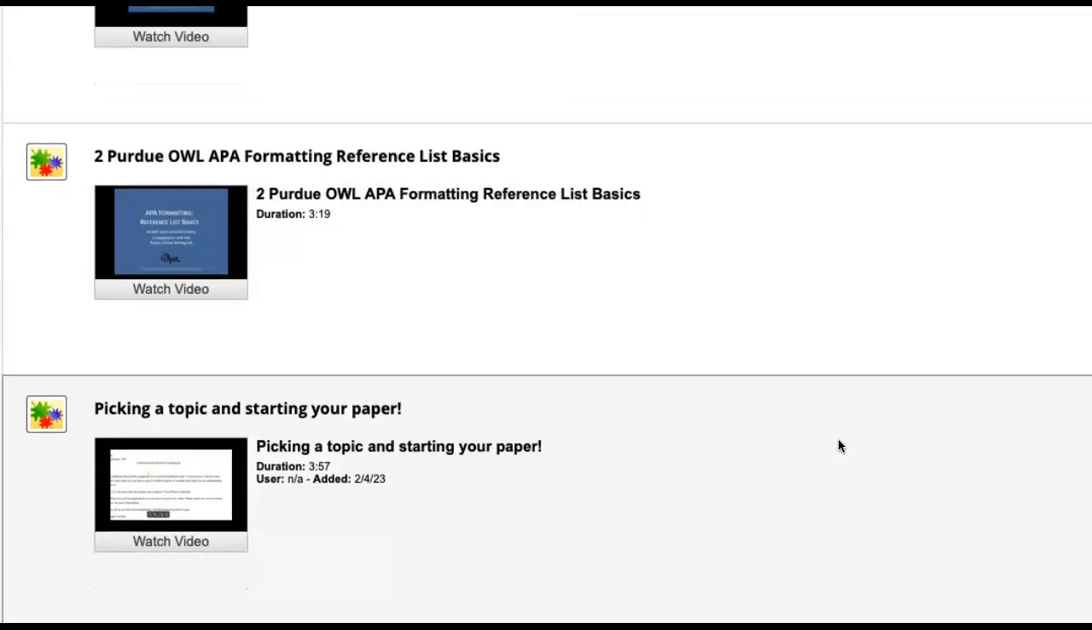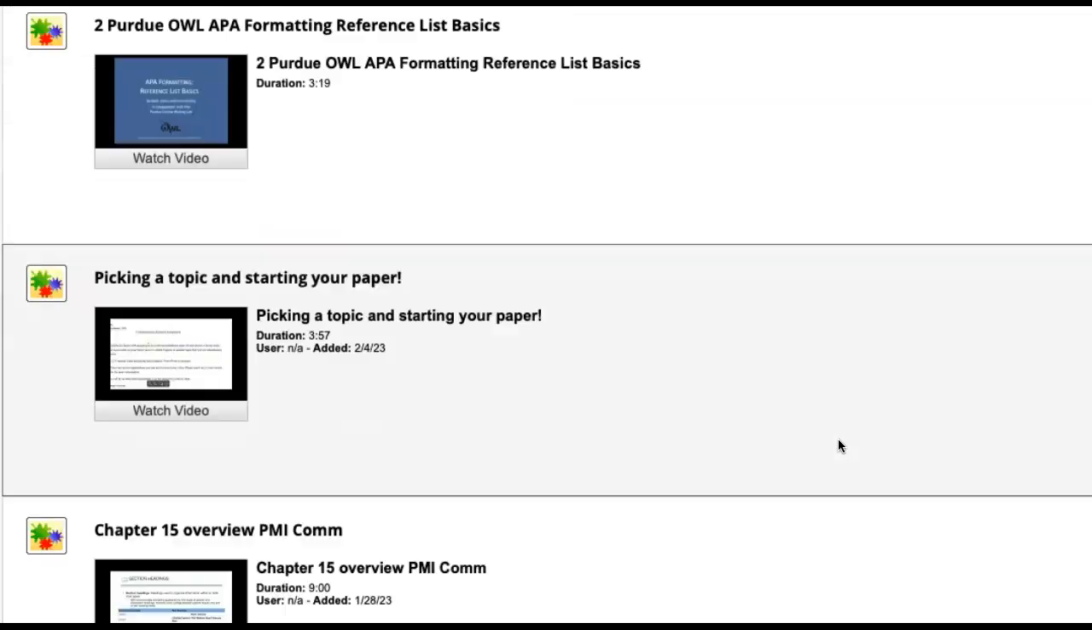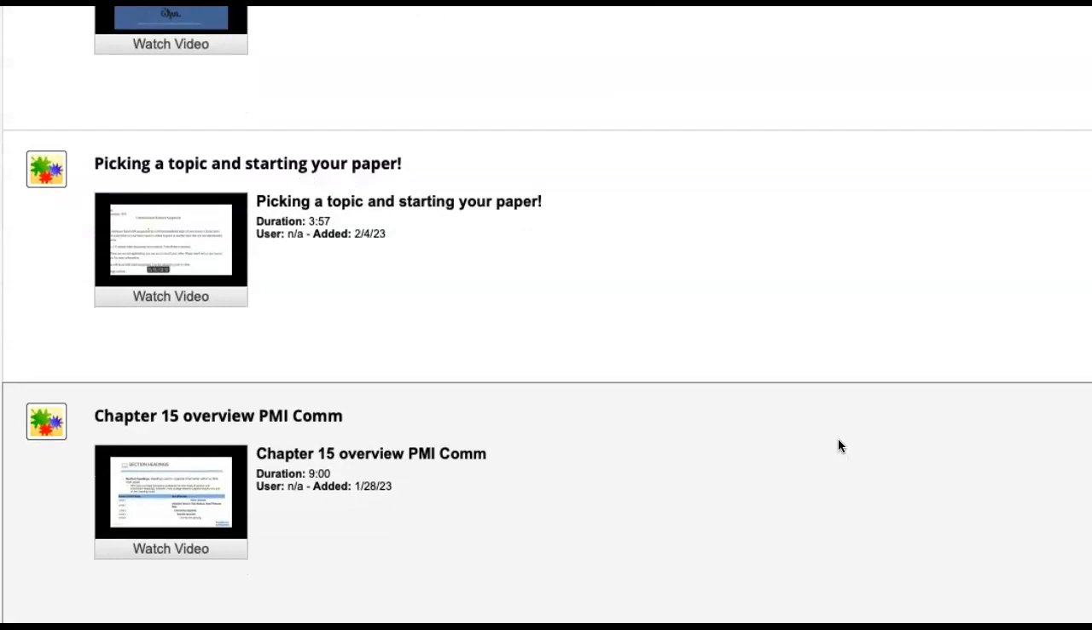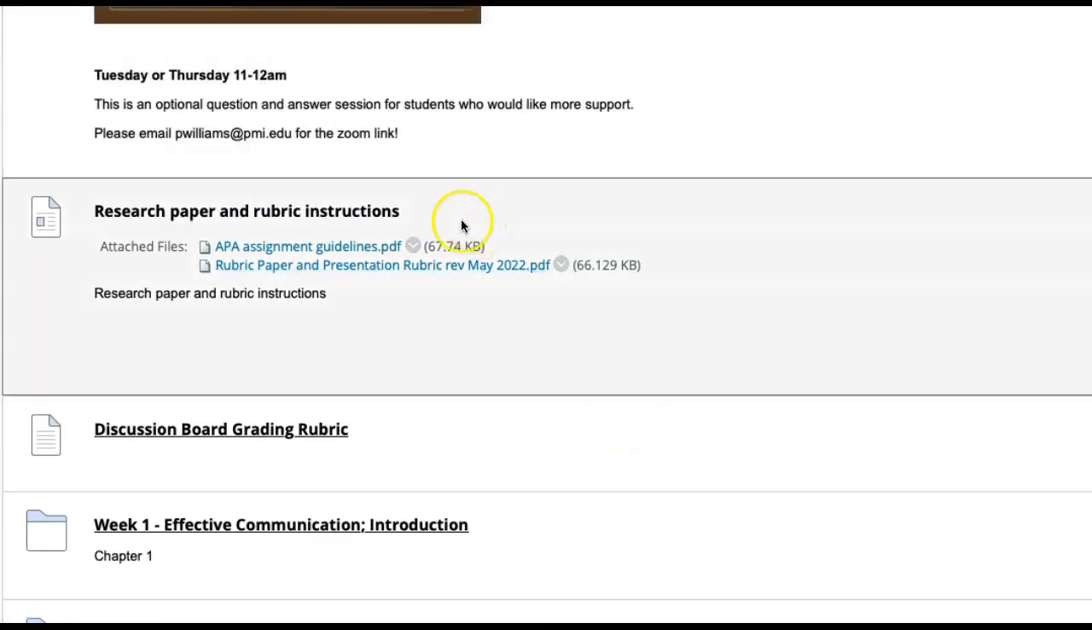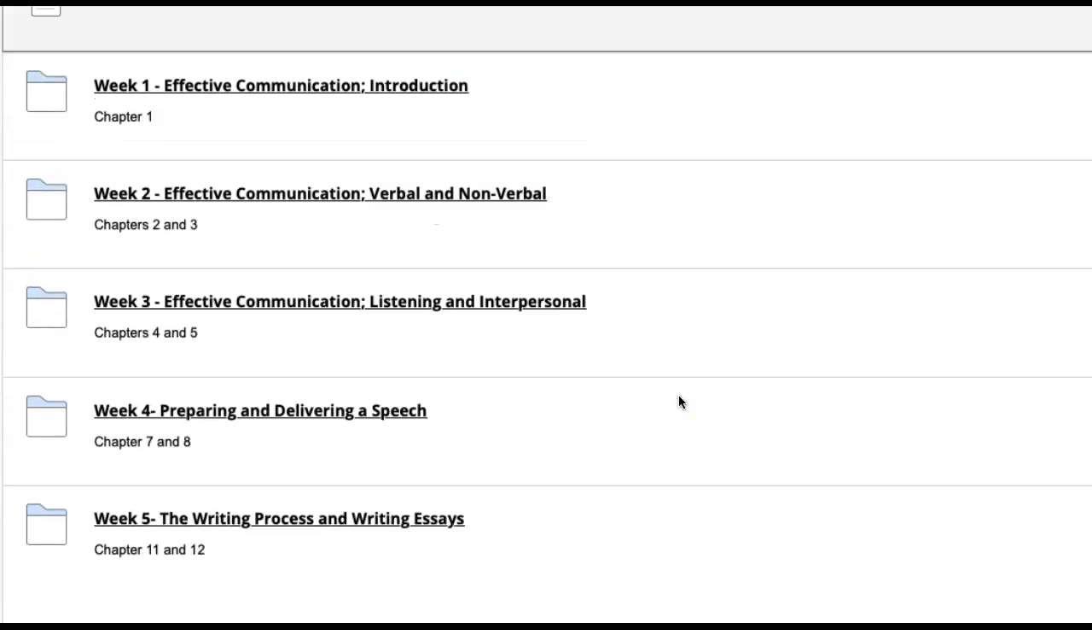Of course, we're going to have a lecture, so make sure you look at the lecture, two of them. One being chapter 15, which is going to give an overview. It's only about 9 minutes, but I have a second lecture talking about your research paper. So picking a topic and starting your research paper. That goes into a little bit of depth about that, but I know we've already looked at our research paper from the perspective of what is due. So that's located here, right? Your research paper and rubric instructions.